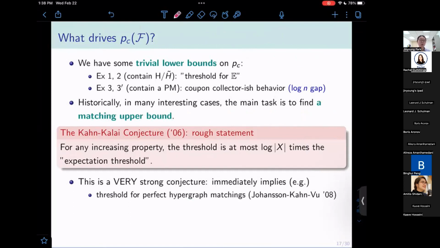And let me just introduce this question, which is called Shamir's problem in the 1980s. This was the threshold for perfect hypergraph matchings, which was proved by Johansson, Kahn, and Vu in 2008. Because of the time constraint, let me not explain what a perfect hypergraph matching is, but the way that the Kahn-Kalai conjecture works here is, if we compute the expectation threshold for this increasing property, then we have this quantity, which is very easy to compute. So this gives us a lower bound. And if we apply the Kahn-Kalai conjecture to this lower bound, then we have an upper bound on the threshold, which looks like this. But you see that there is this log n gap between the expectation threshold and this upper bound given by the conjecture.